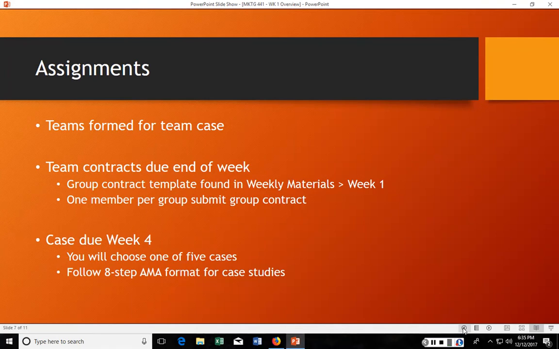So in week 1, you and your group are going to choose the case and agree on a group contract, and you're all going to submit that individually. Then in week 4, your group is going to create the case analysis and one member is going to submit it. So everybody submits a group contract, that's individual, but only one person submits the actual case. So your part this week is to choose a case, agree on a group contract, and submit it by the end of the week.